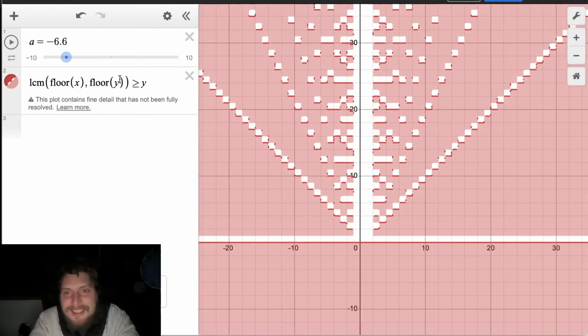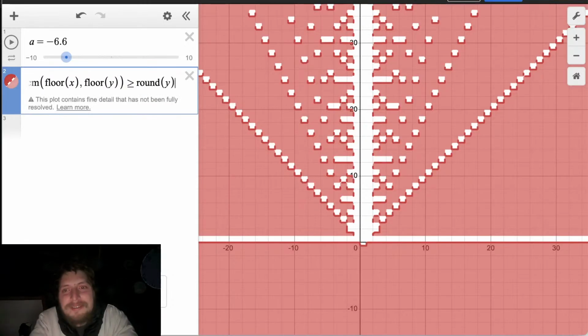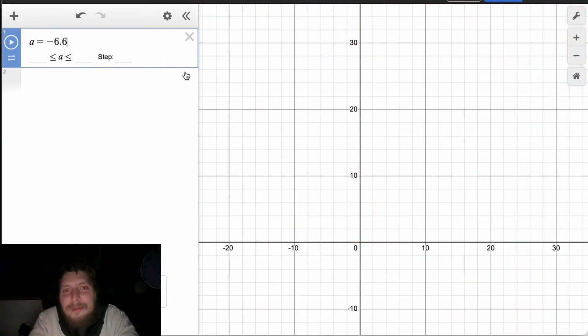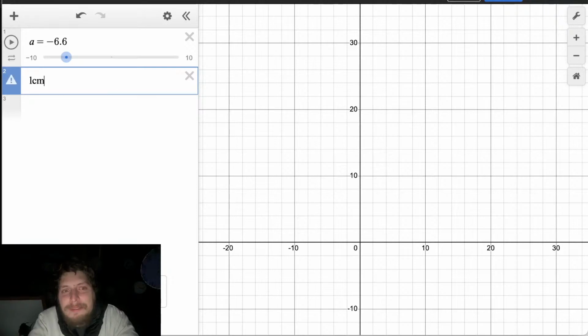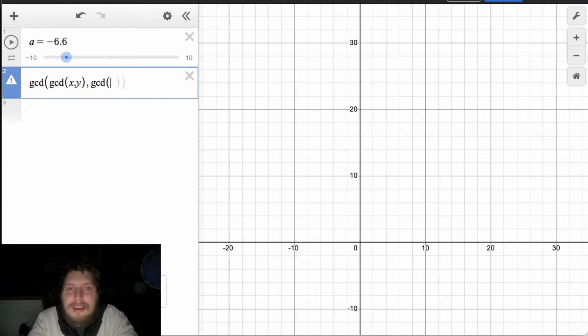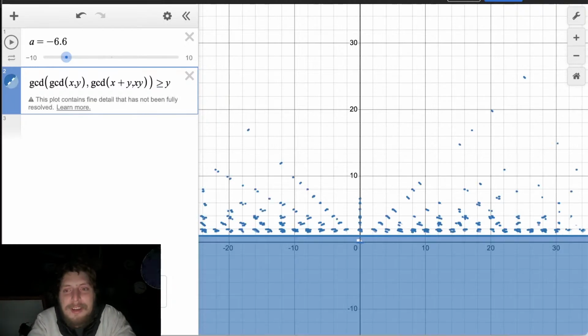Okay. All right, so that actually did somewhat work. And what if we had rounded this one? Okay. Now, what's going to happen if we try and iterate it a few layers deep? Greatest common denominator of x and y, and greatest common denominator of x plus y and x times y. And that's greater than or equal to y for now.